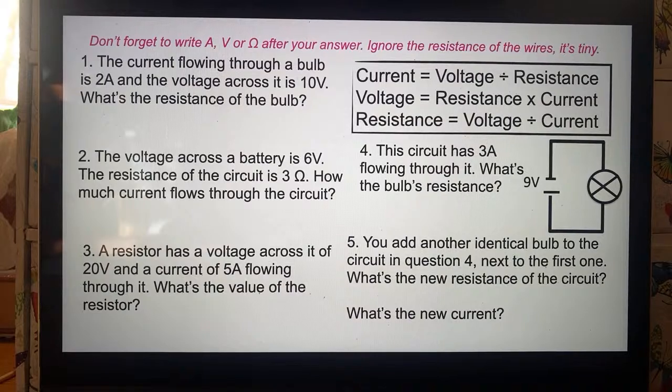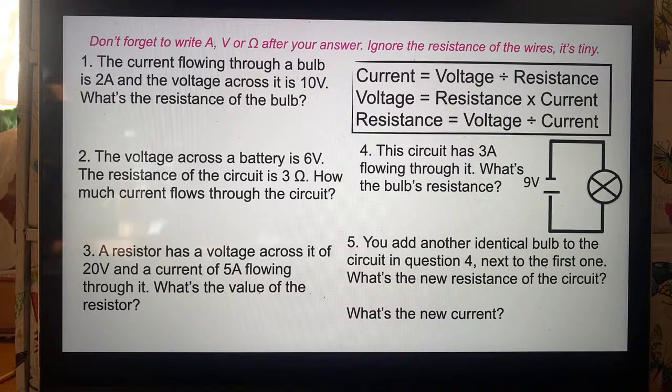Number 2, the voltage across a battery is 6 volts. The resistance of a circuit is 3 ohms. How much current flows through the circuit? Number 3, a resistor, that's just a component like a bulb. It's just something that you put in a circuit to change the resistance. A resistor has a voltage across it of 20 volts and a current of 5 amps flowing through it. What's the value of the resistor?